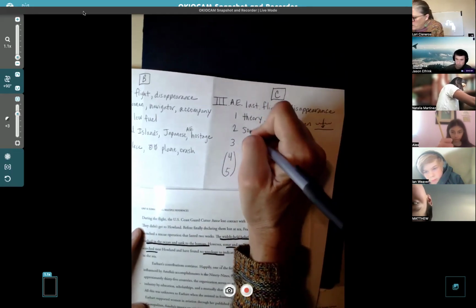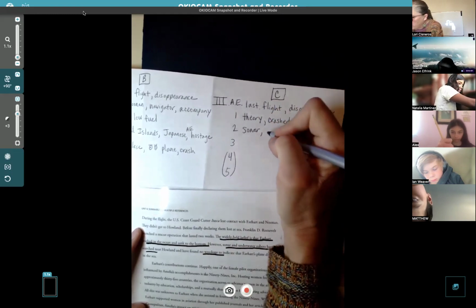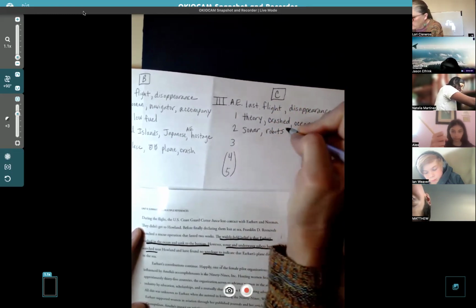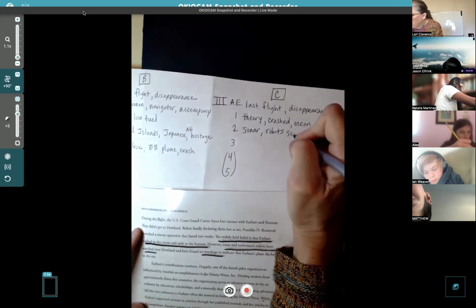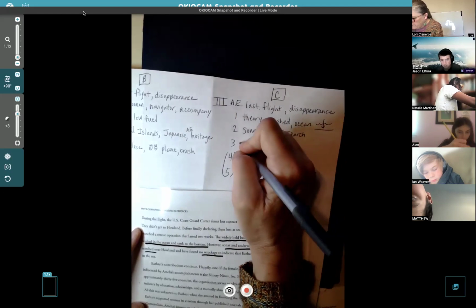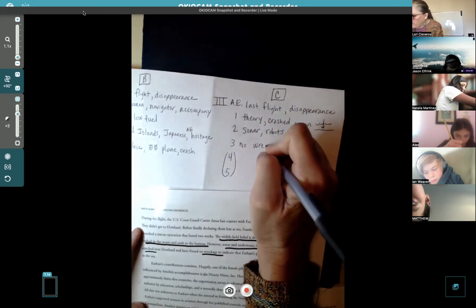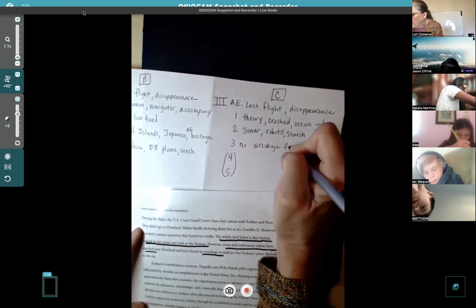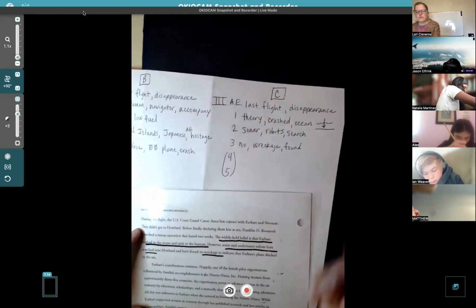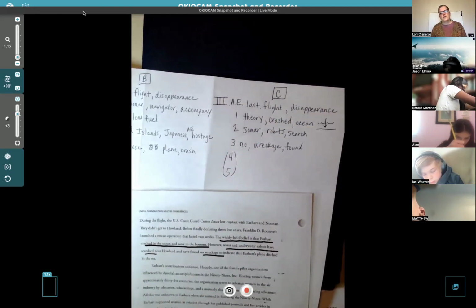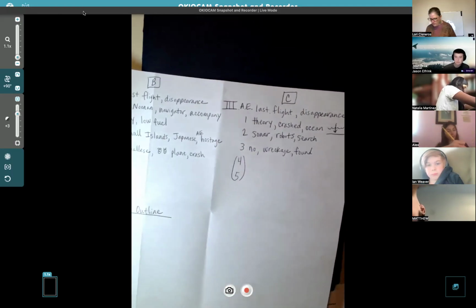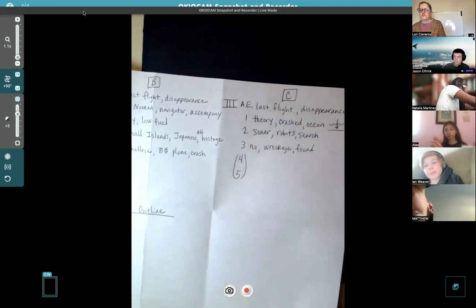And then I'm going to put sonar, comma, robots, search. The last one I'll just put no wreckage found. You can copy that if you want or put it your own way. This one didn't have a whole lot, so there you go. You got your 3 at least. Got to have at least 3. All right. Yes, Ian, did you have a question? Or are you just making faces?